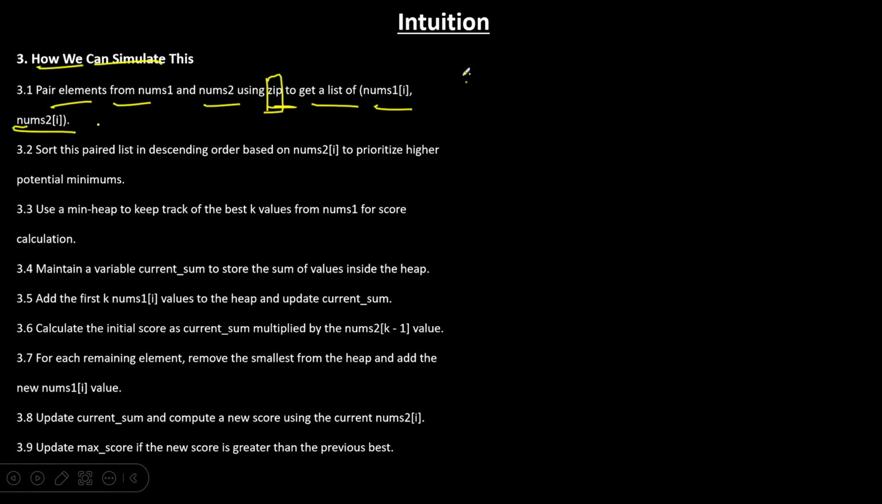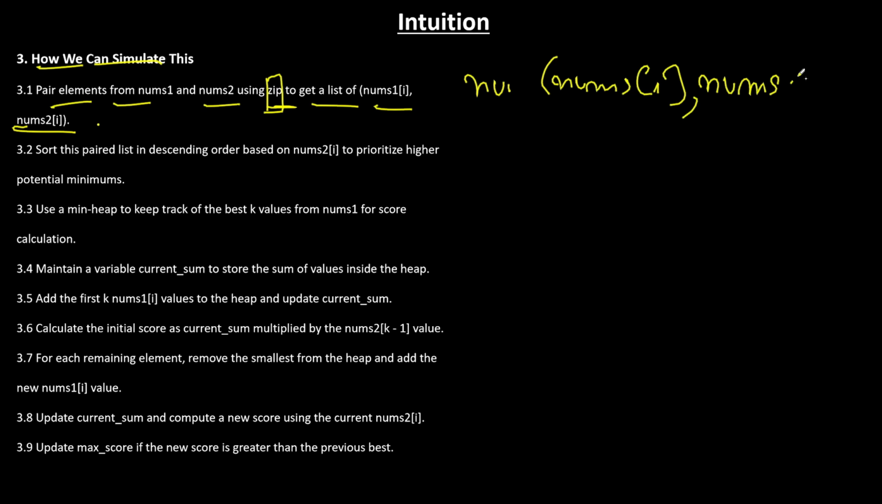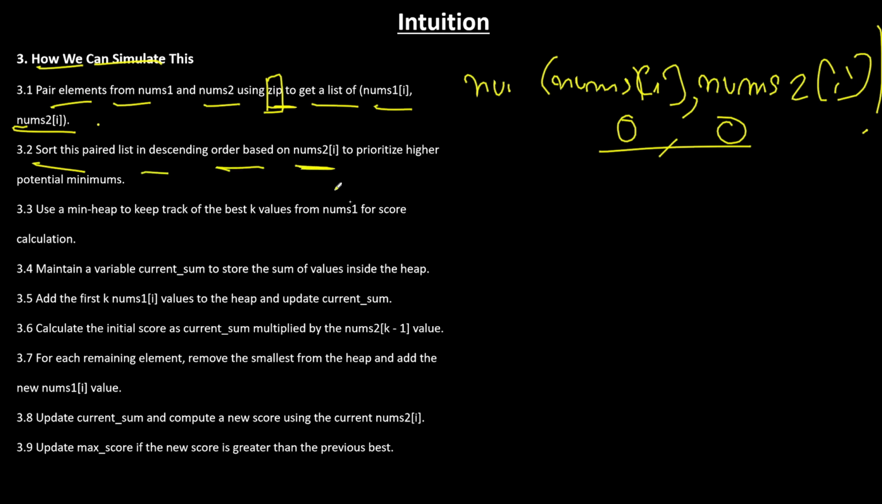So how this will happen is that we will create a pair of nums1 with nums2. This will create a pair, so basically zero index with zero index, this way. And after that, we sort this paired list in descending order based on nums2 to prioritize higher potential minimums. So after making the pairs using zip, we sort it in descending order based on nums2.